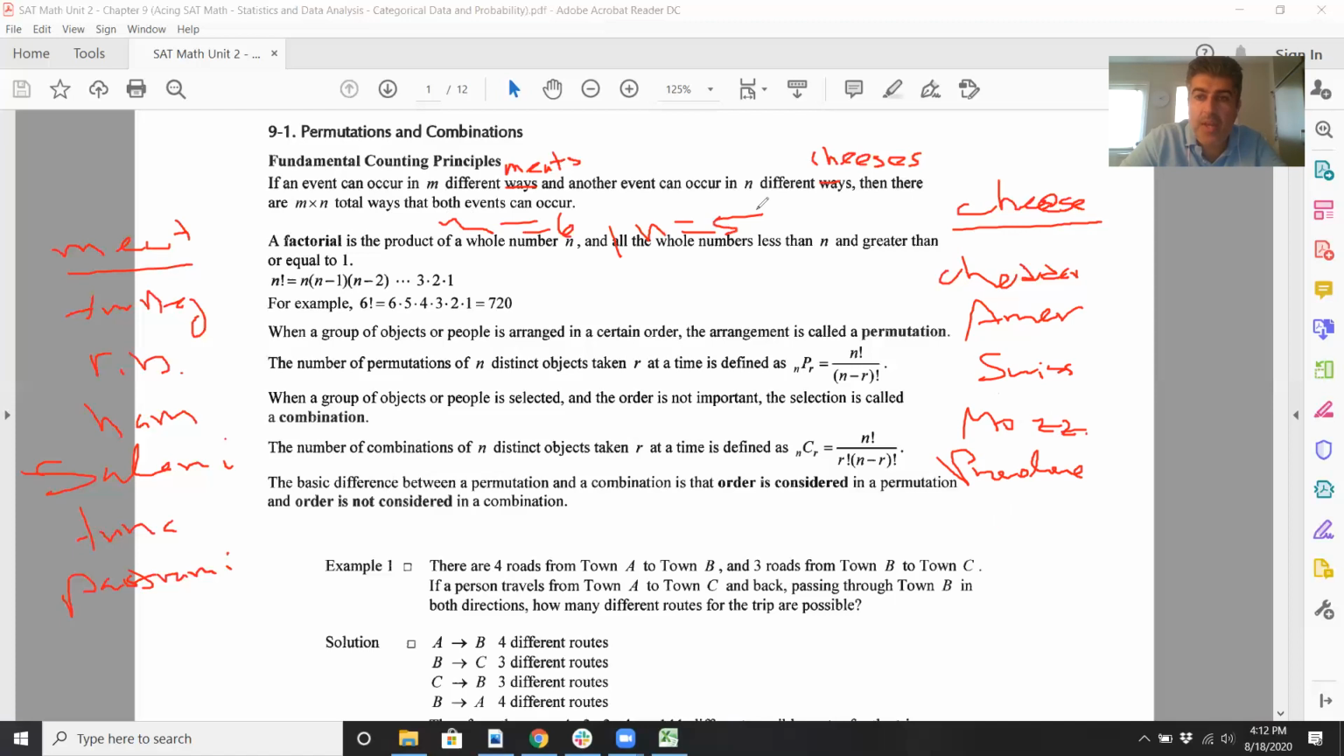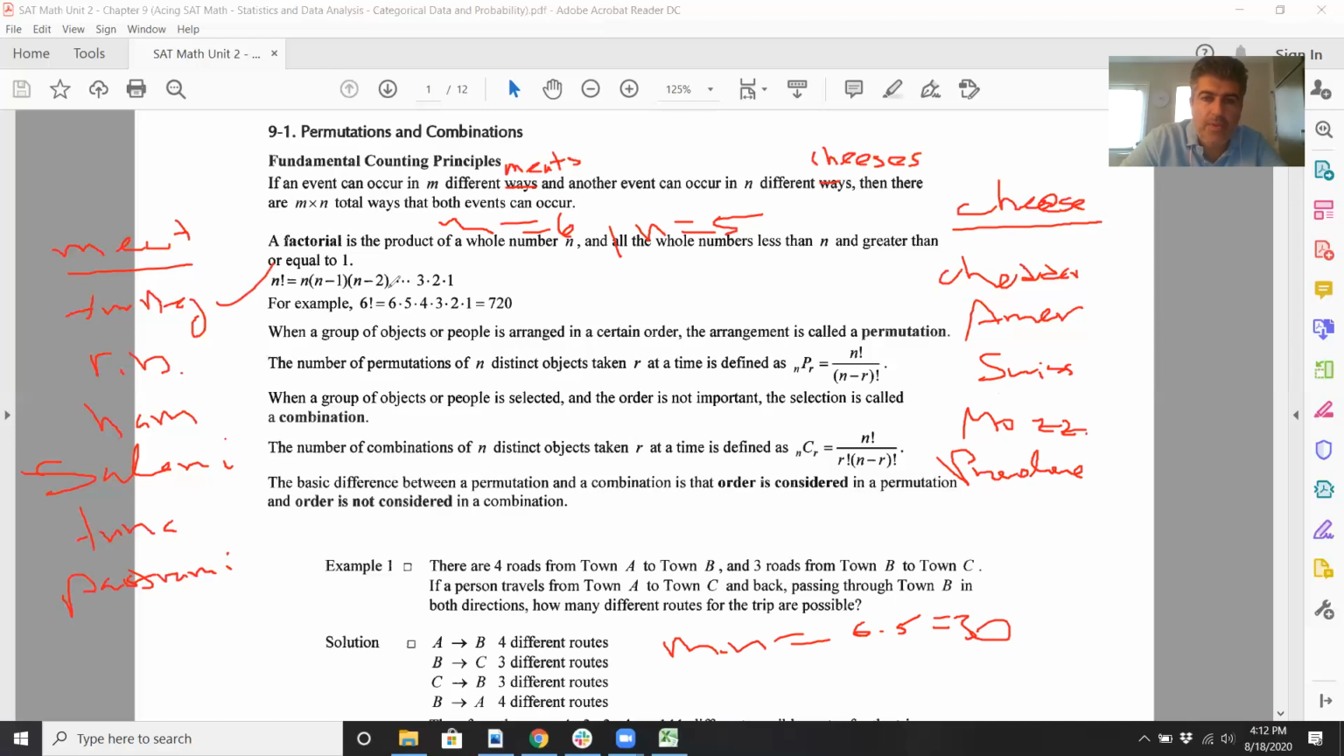So how many different sandwiches can I make, assuming you're only going to pick one type of meat and one type of cheese? It's going to be 30. You simply do m times n, 6 times 5, which is 30.